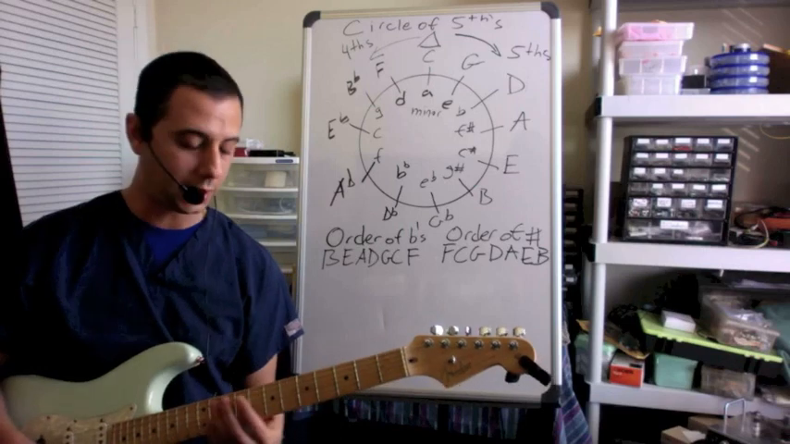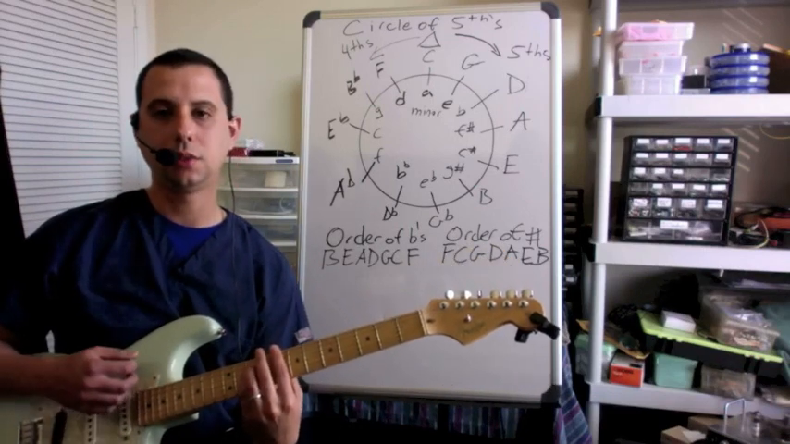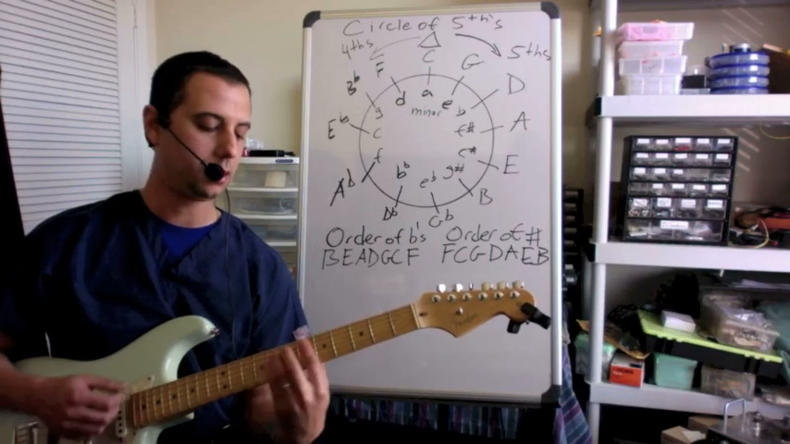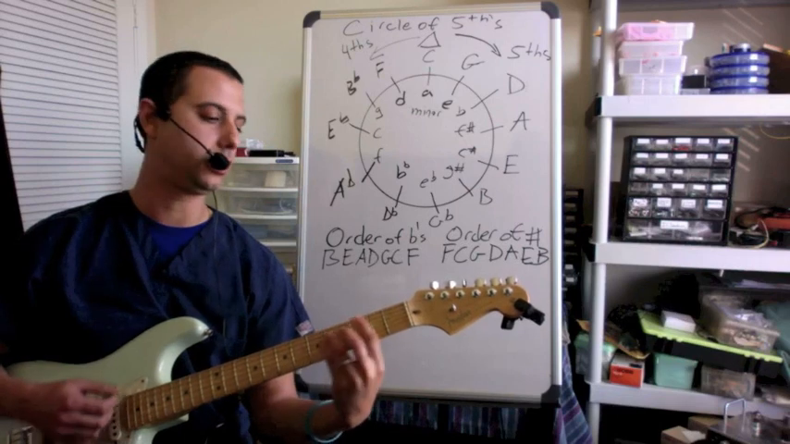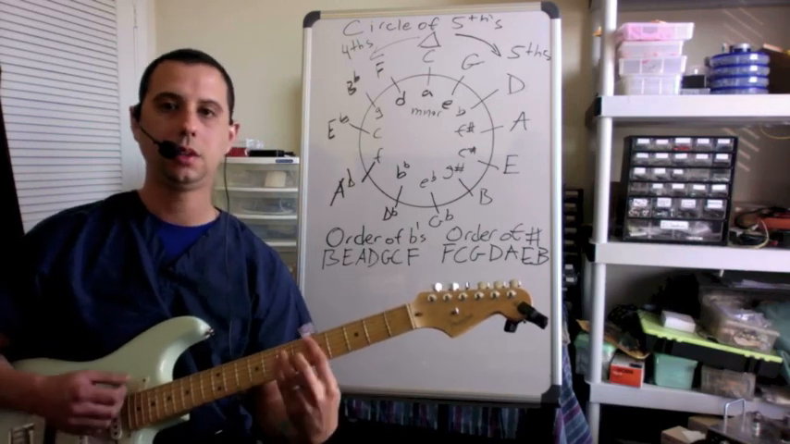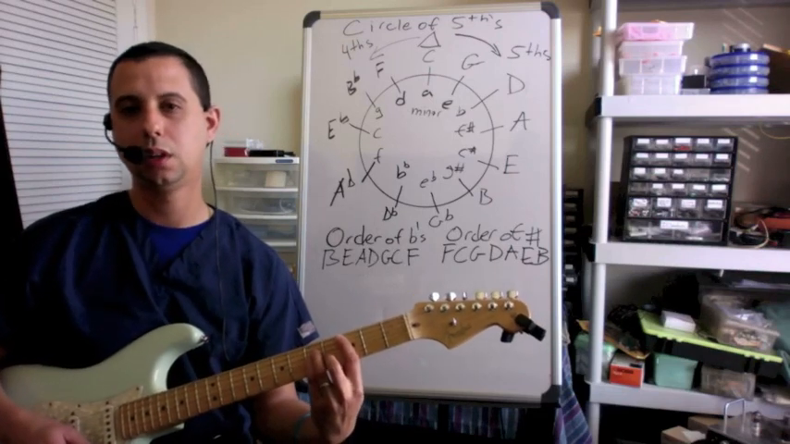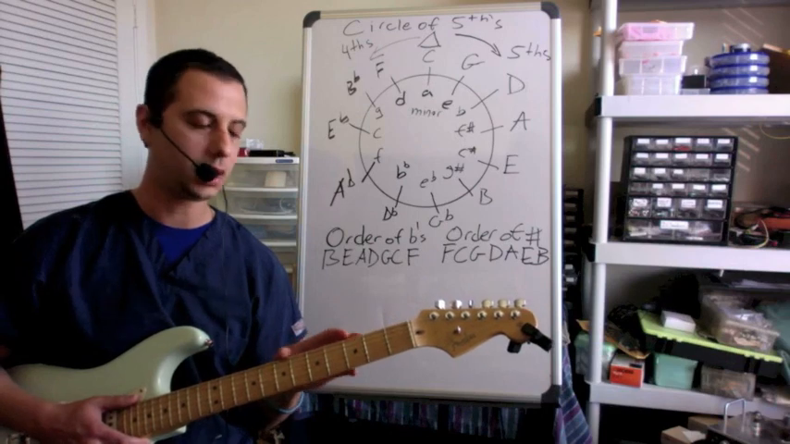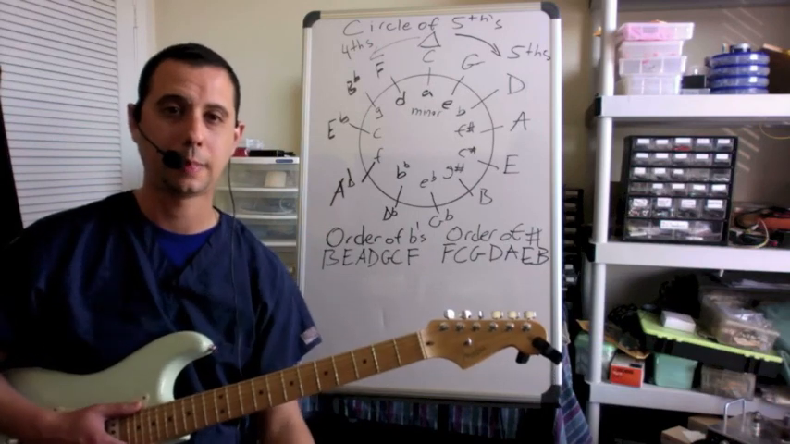Now we could do that for minor, right? So same thing, minor chords. C minor, F minor, B flat minor, E flat minor, A flat minor, D flat minor, G flat minor, B minor, E minor, A minor, D minor, G minor, C minor. This is just a good way to recognize what the notes are on the neck using the circle of fifths. All right?